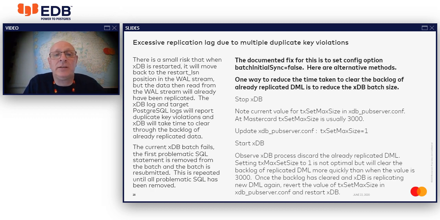Now, the first thing I should say is there is a documented fix for this, and that is batch initial sync. Set it to false in your config and restart xDB. But of course, we're not talking about documented methods. We're talking about undocumented methods today. So what you can do is, similar to what we did previously, change the batch size to 1 and restart xDB. So in your config file, set tx set max size to 1 and restart xDB.